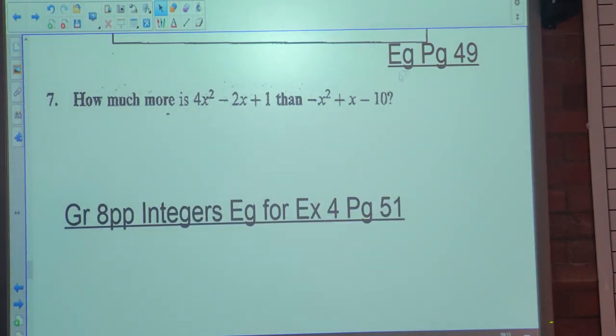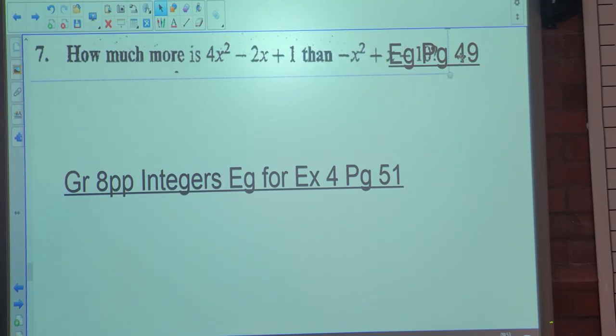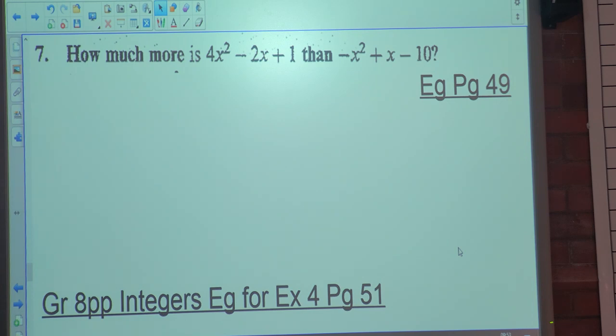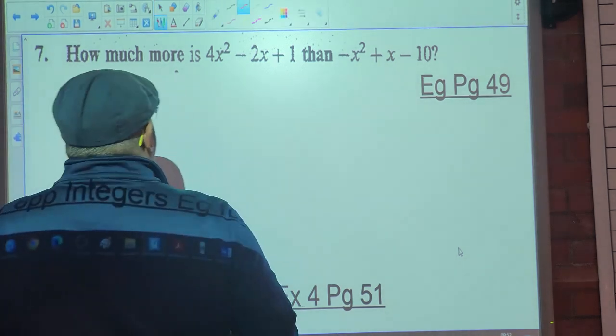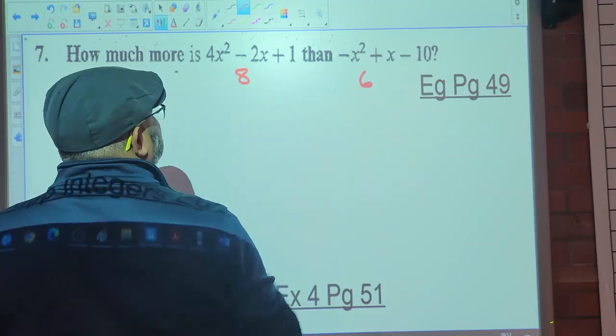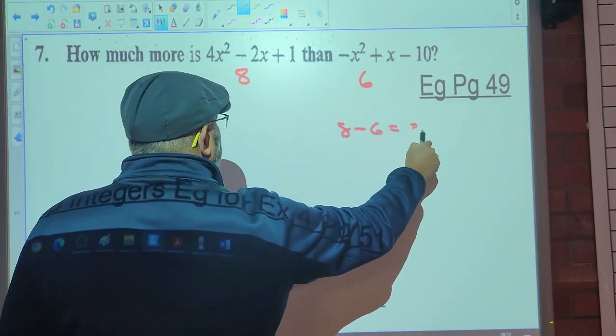Let's look at the next one. How much more is 4x squared minus 2x plus 8 than x squared minus x plus 10? So which one is bigger? The first one or the second one? We don't know. Okay. So we say, how much more is 8 than 6? How do we do it? 8 minus 6, which is 2.